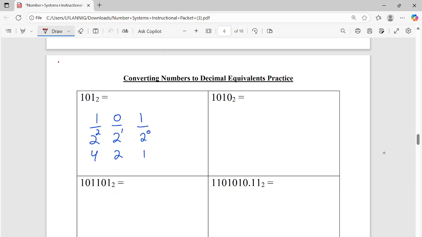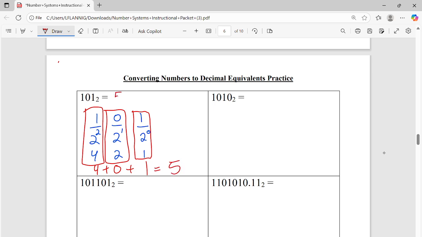Pretty easy so far. Next, what you're going to do is you want to multiply the top number with the bottom number at each of these columns. So the top number is 1, the bottom number is 4, so that is 4. Then 0 times 2, that's 0. 1 times 1, that's 1. Just add them all together at the end, and you get 5. So 101 in base 2 is 5 in our base 10 number system.